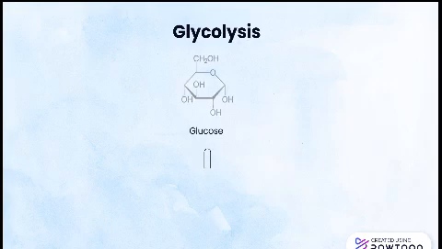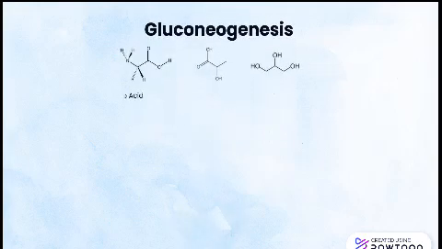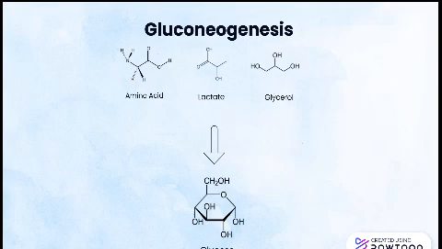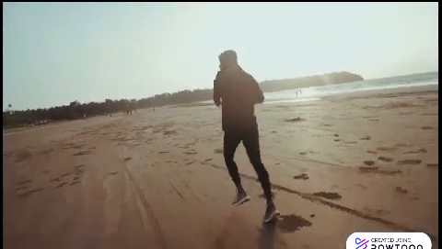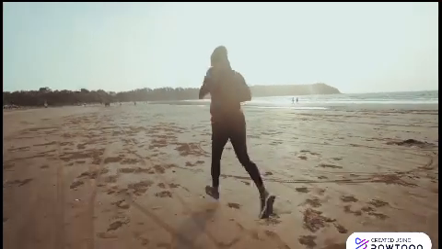To summarize, glycolysis breaks glucose down to produce energy, while gluconeogenesis builds glucose to keep energy available. Both processes are essential for survival, ensuring our body has energy whether we've just eaten or not.